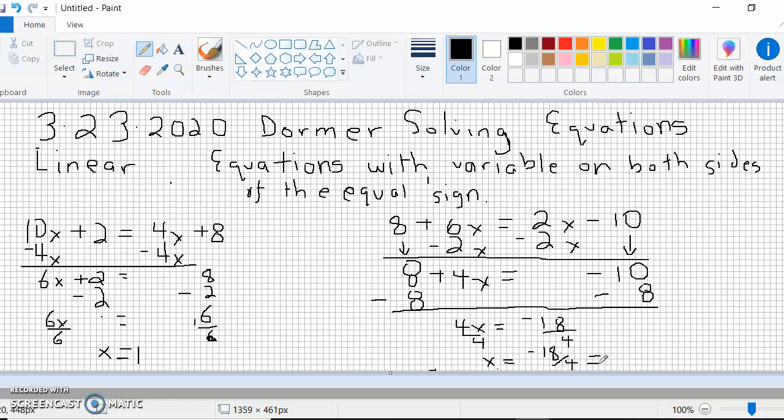This would be 4 going into 18 four times. Okay, so 4 times 4 is 16. 18 minus 16 is 2. So it'll be 2/4. This can be, again, simplified into 4 and 1/2. Okay, so this is how you go about doing a linear equation with variables on both sides of the equal sign.